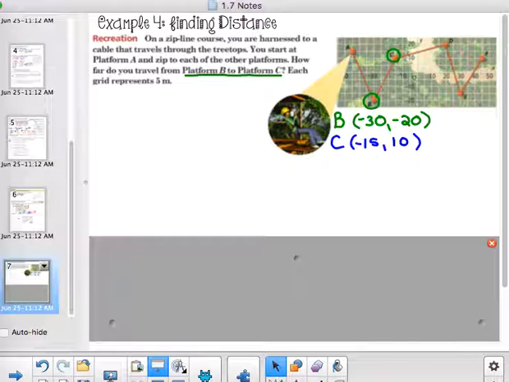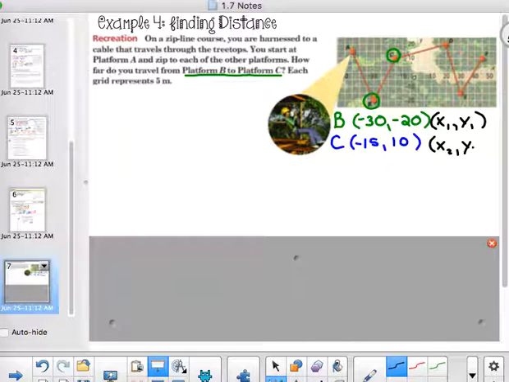Okay? If you're struggling with remembering how to identify coordinates, maybe try some Googling tonight, and then tomorrow you can always ask for a clarification. All right, we're going to let our x values here, let's let these be our x1 and our y1. And we'll let these be our x2 and our y2.